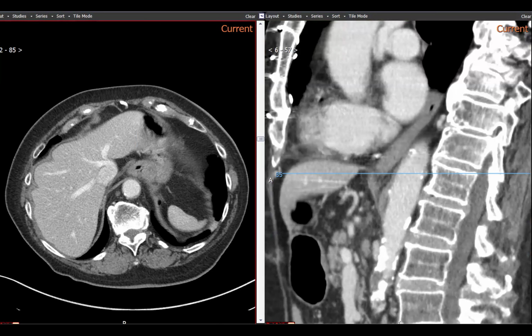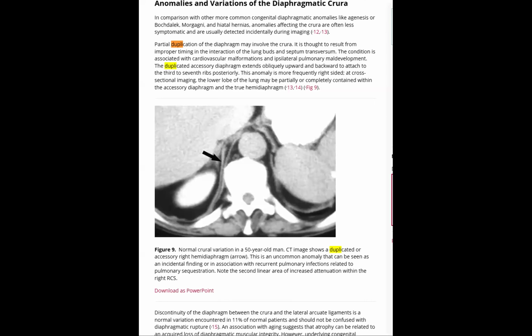It's more commonly seen on the right side. It may be associated with cardiovascular anomalies. Also, it may be associated with maldevelopment of the ipsilateral lung. I'm just pulling up literature for you guys. This is from one of the articles from Radiographics. Partial duplication, it's more commonly on the right side, may be associated with cardiovascular anomalies. Our patient did not have one, and may also be associated with maldevelopment of the ipsilateral lung.